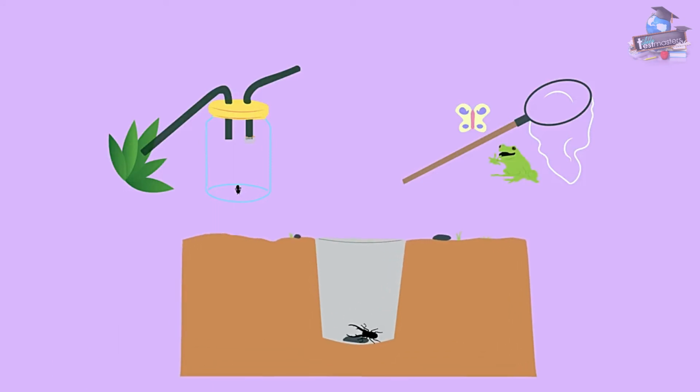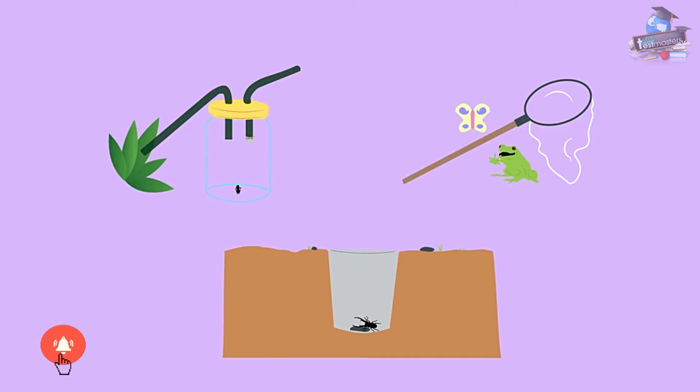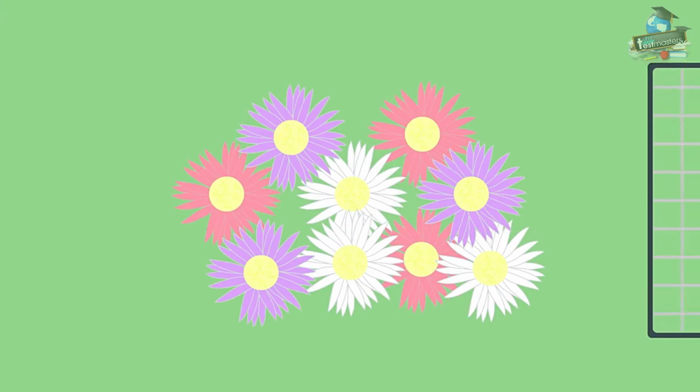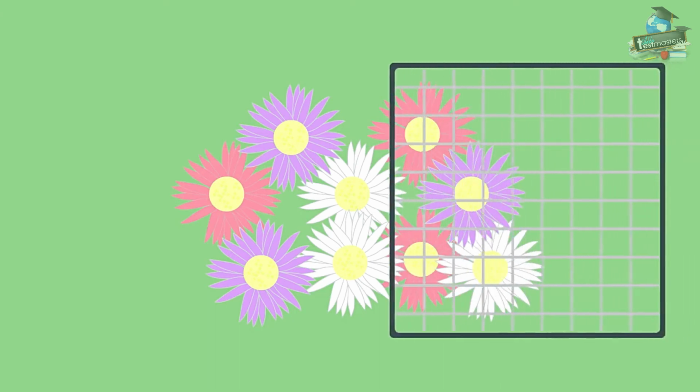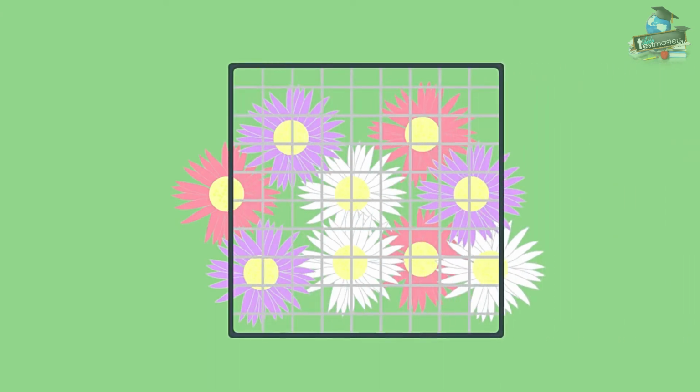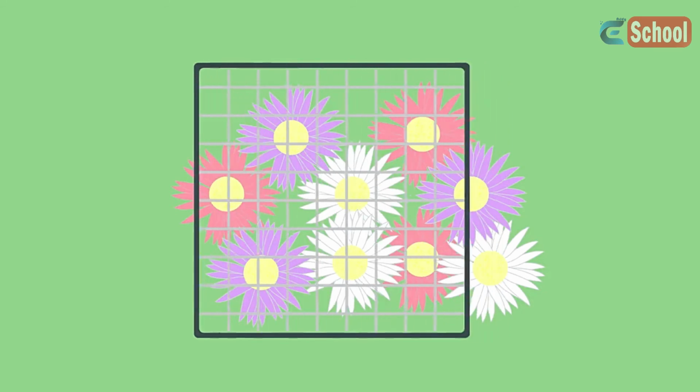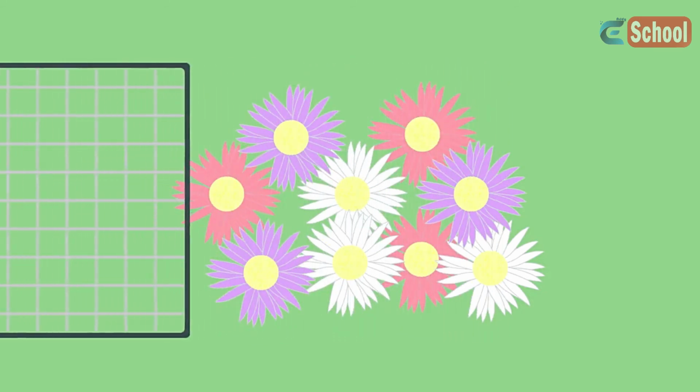Pitfall traps are used to catch small crawling insects and animals. They can be set up and left overnight to catch nocturnal species, for example, to investigate how many beetles are in the area of a woodland. Or you might use quadrats to investigate how many daisies there are in a field, but this time you would use random sampling instead of the transect method we saw before.